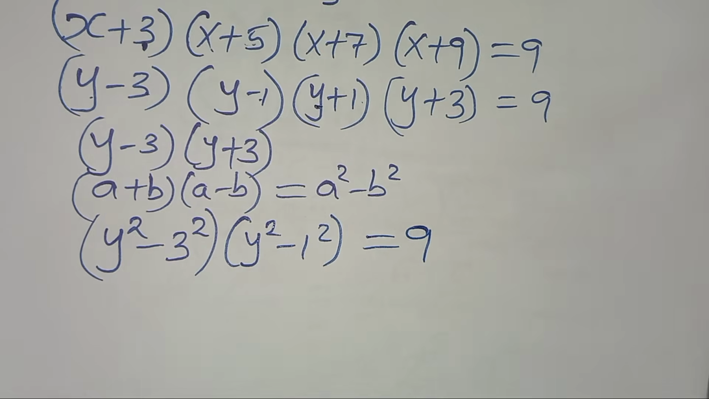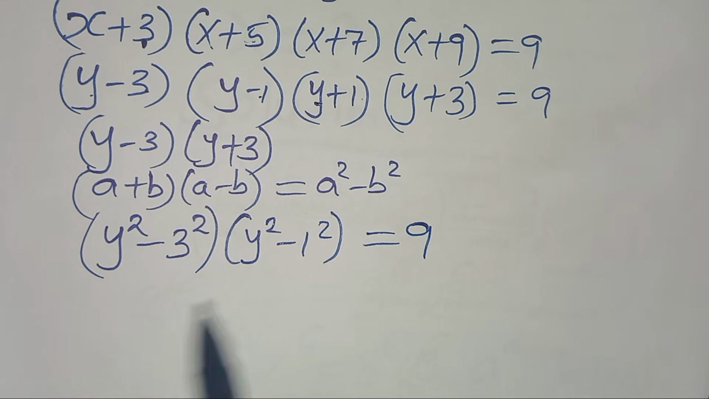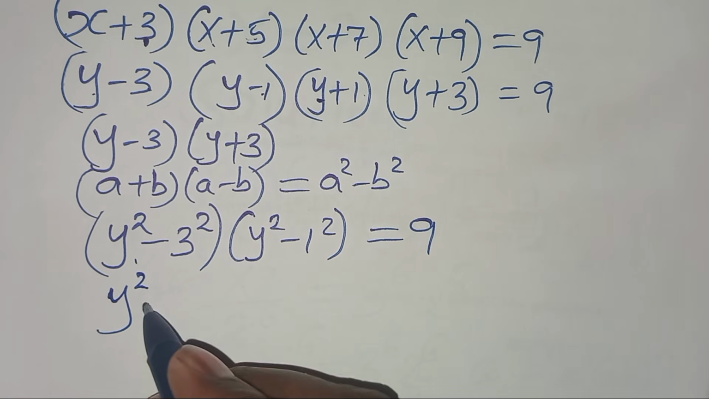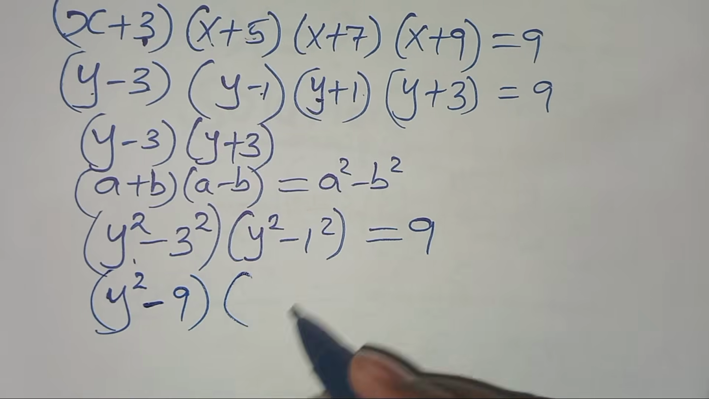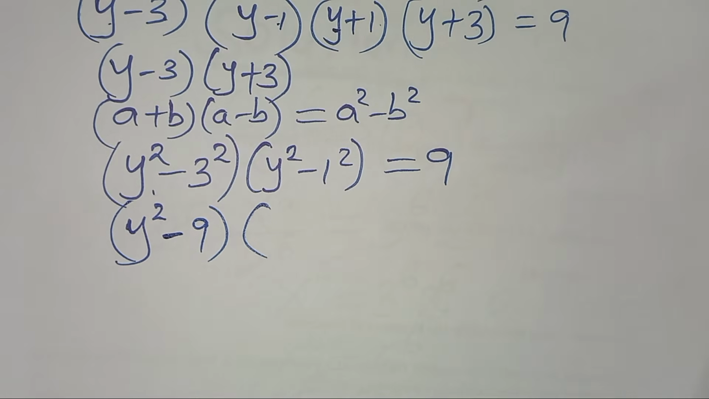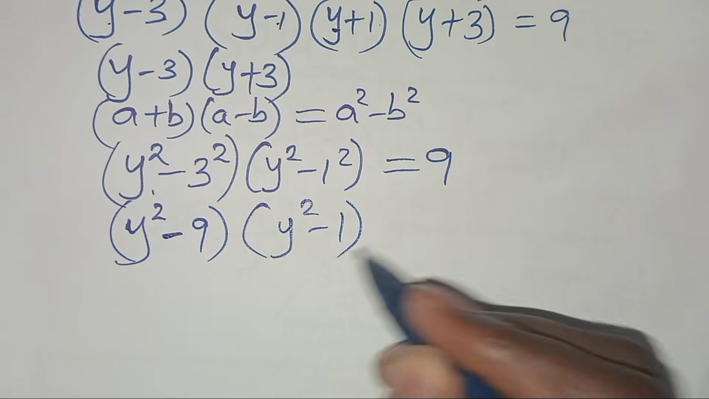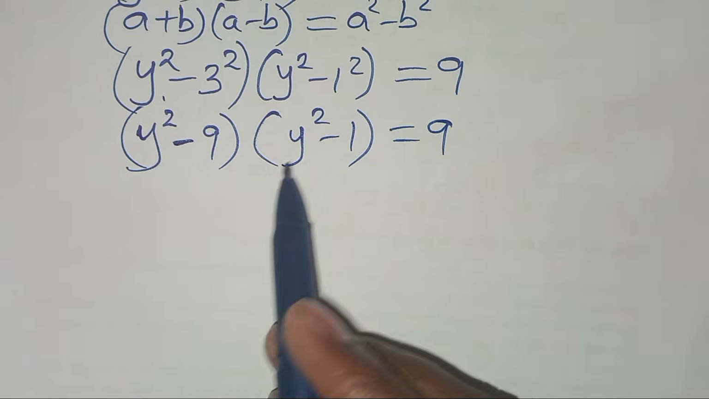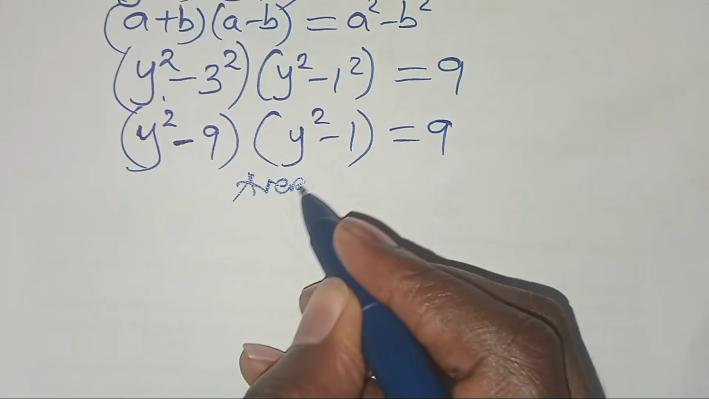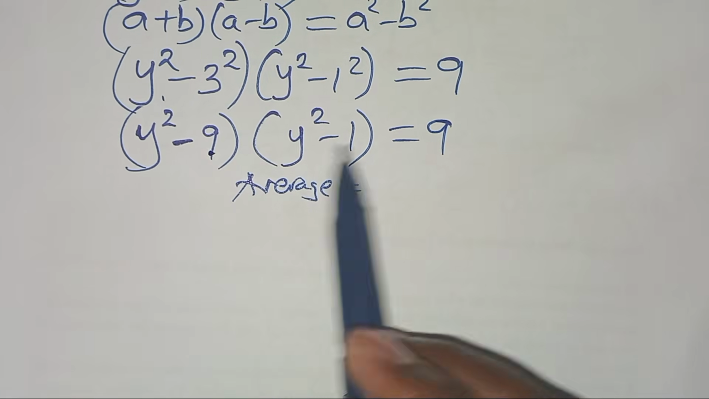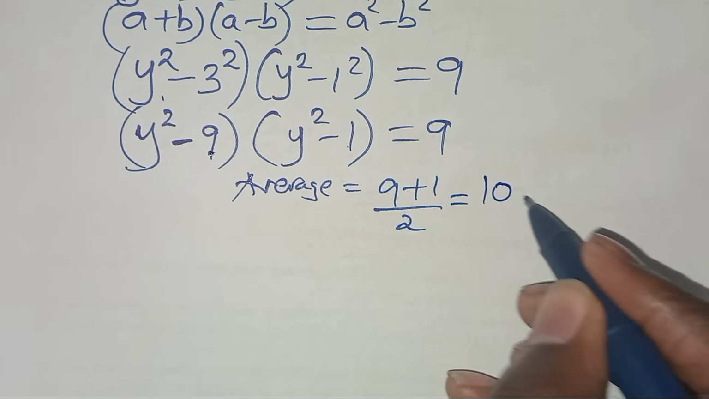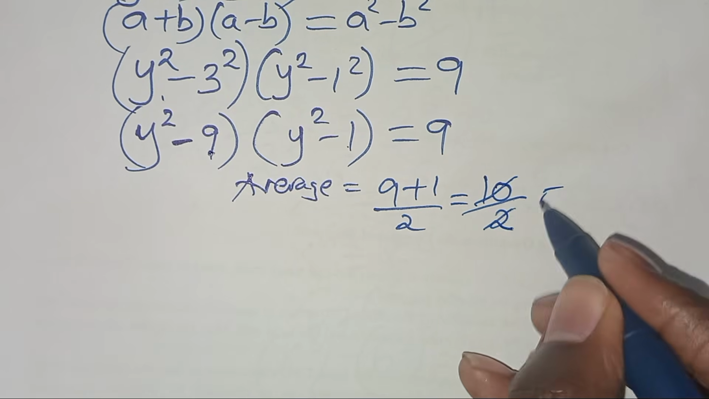So this is now the equation. We can proceed as follows: y squared minus 3 squared is y squared minus 9, and we have y squared subtract 1, and this is equal to 9. Now, you can see here, we can proceed to get the average again. We have 9 plus 1 divided by 2, so this is 10 divided by 2, which is equal to 5.